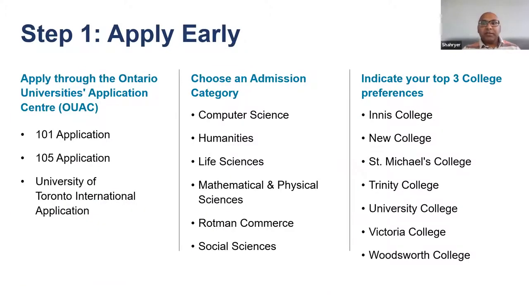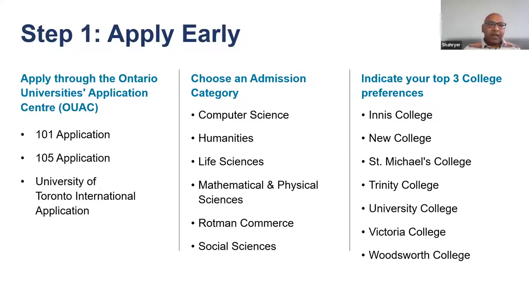Once you have completed your research, you are ready to apply. The application to the Faculty of Arts and Science is completed in three steps. In step one, you're submitting your application through the Ontario Universities' Application Centre website, also known as OUAC. The application for fall 2023 is available. This step will take about 15 to 20 minutes to finish because it is simply a biographical application.